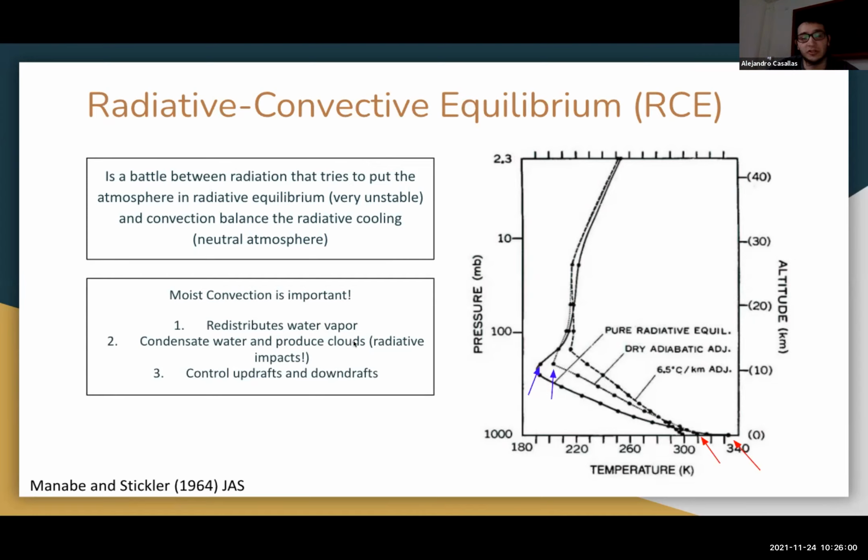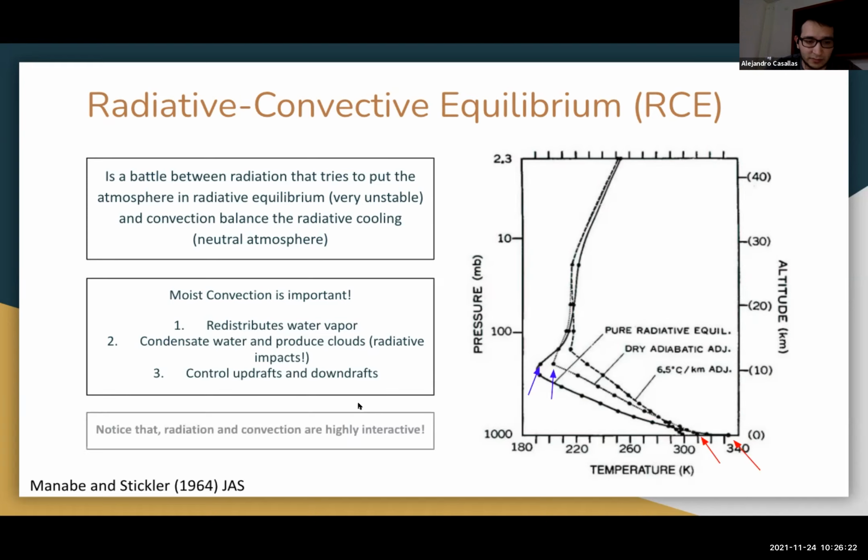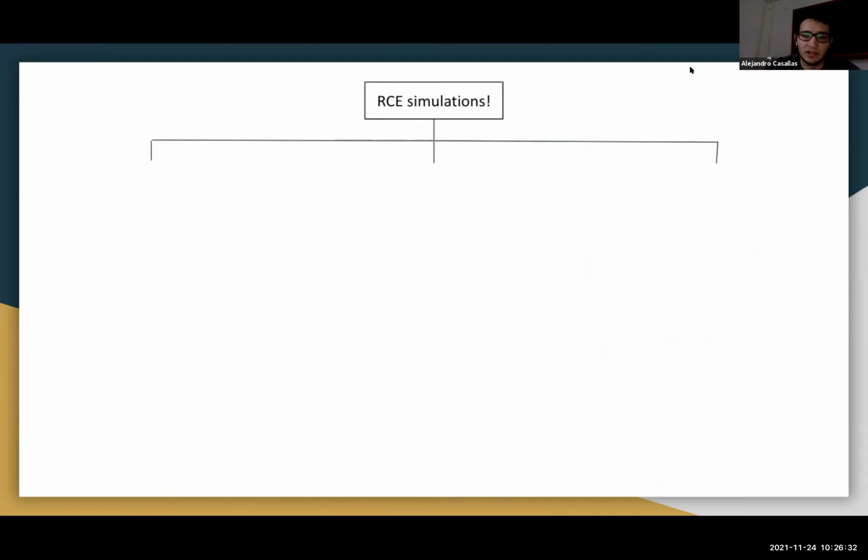And they also control updraft and downdraft. The updrafts are really small, but they are really powerful. The clouds beneath them are really powerful. The downdrafts are not that powerful, so they need a larger area to balance those updrafts. And I want you to notice that radiation and convection are highly interactive.